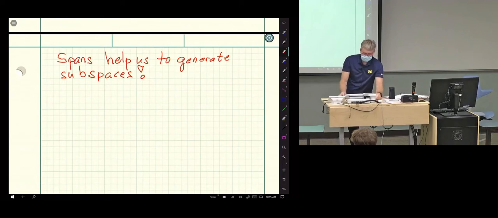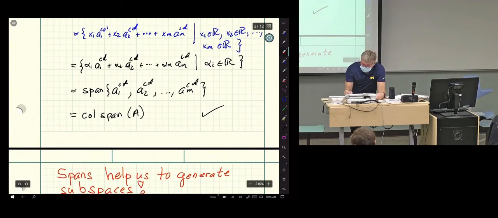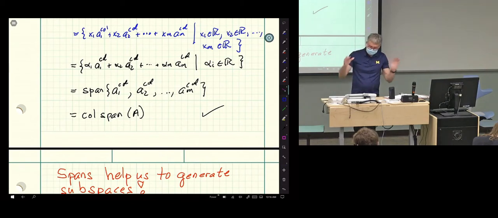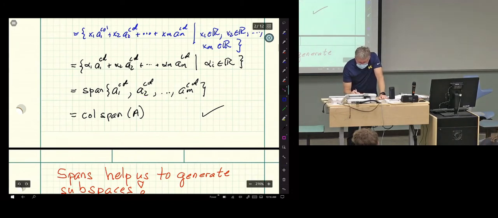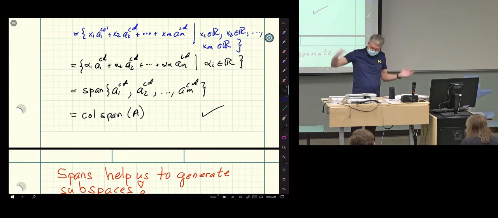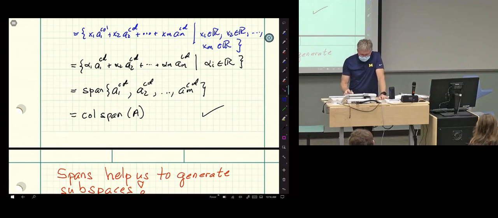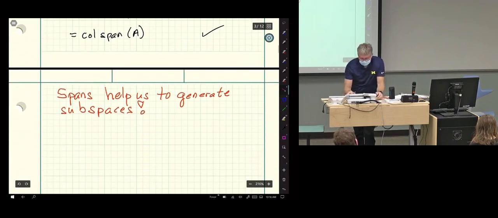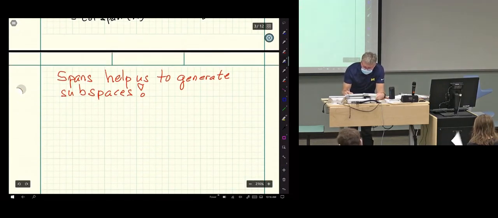So spans help us take, in this case, it's really important, M elements in this set, and we generate a subspace just by saying we take all possible linear combinations. So it's a way to associate something that has an infinite number of elements, and these guys are generators of that. Okay, so that's the way to think about it: generating this set with an infinite number of elements just by using these as generators. So a basis takes this one step further.